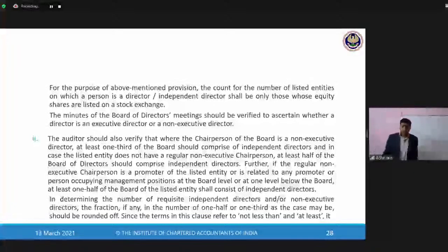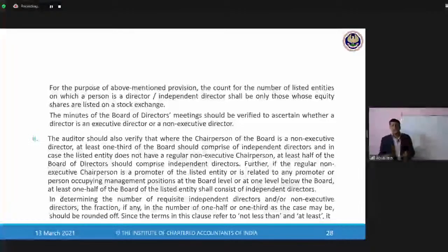For this, the auditor should also verify, moving on to the next point, whether the chairperson of the board is a non-executive director. At least 1/3 of the board should comprise independent directors. And then again, there are various limits which are prescribed here.